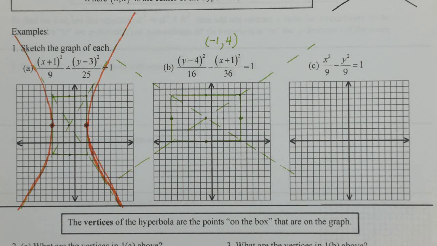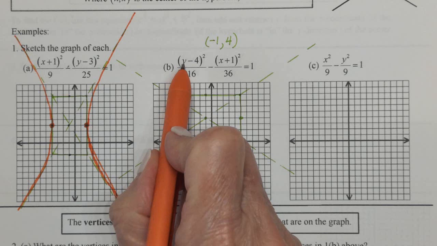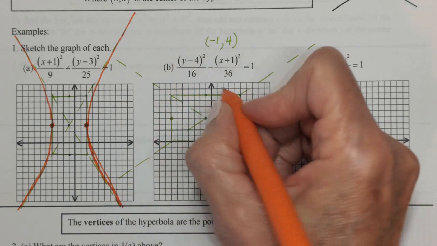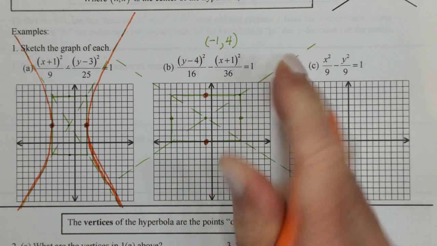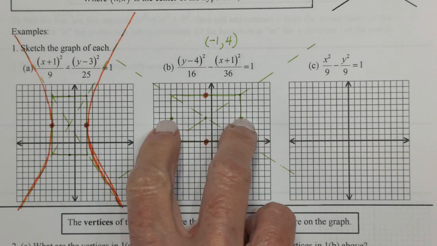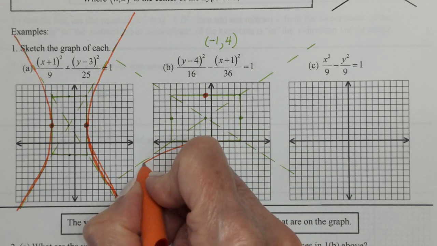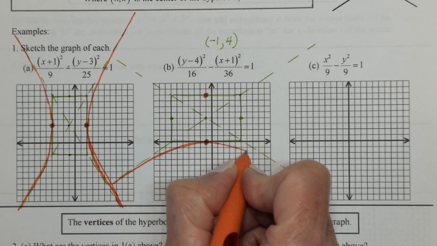All right, and now I'm ready for the actual hyperbola. I look to see which is positive. In this one, the y's are positive. So I'm going to use the y vertices. The other two I will not use again. This hyperbola is in the vertical direction.